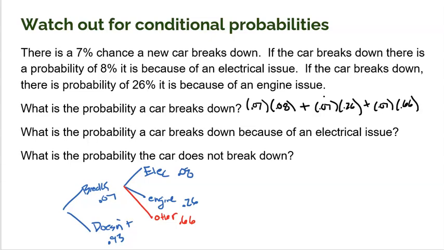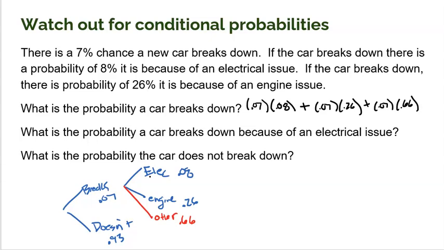Now, let me go back and teach you real quick how I got that 66. When the car breaks down, it has to be for a reason. There's 100% reason that, if you think about why did your car break down? Well, there's got to be an answer. So 8% electrical, 26% engine. The leftover has to be for some other reason. So again, those have to add up to 100% or 1 if you're using the decimals. So 0.08 and 0.26, that's 34%, so the remaining 66% has to be from the other.